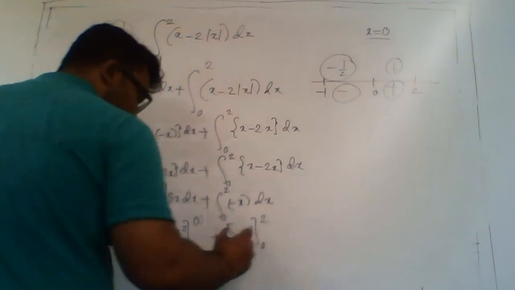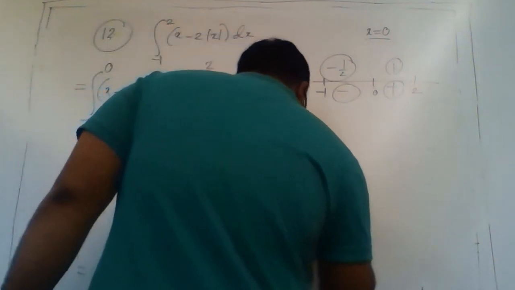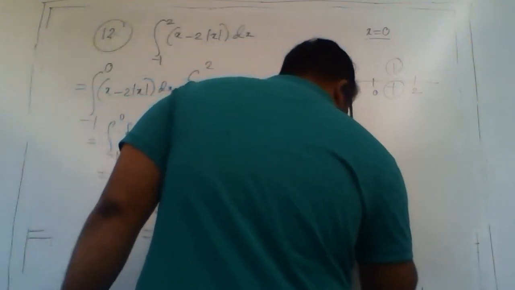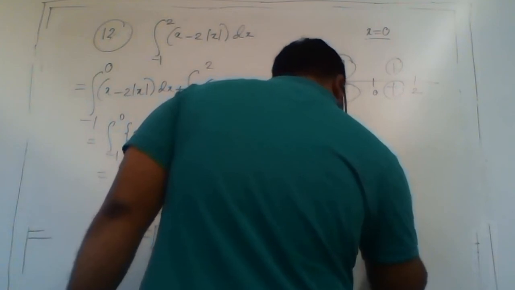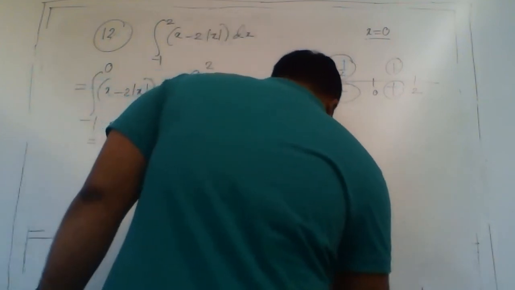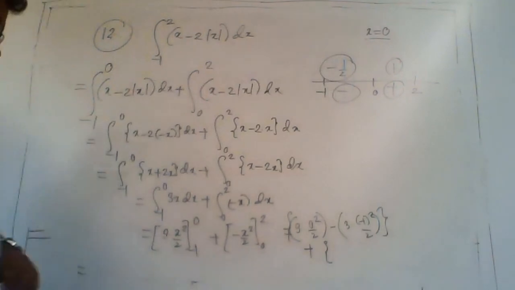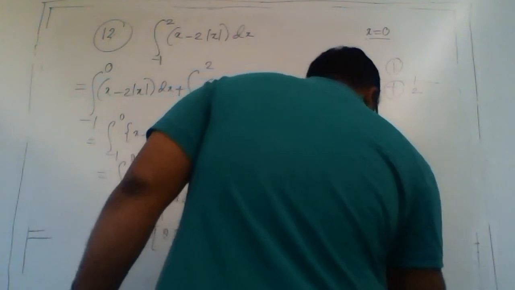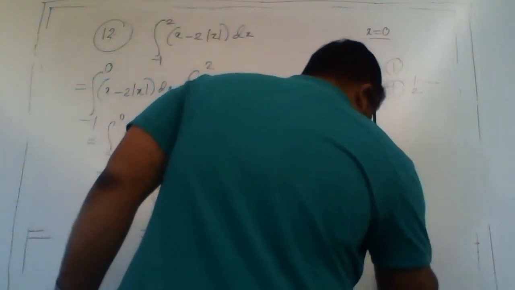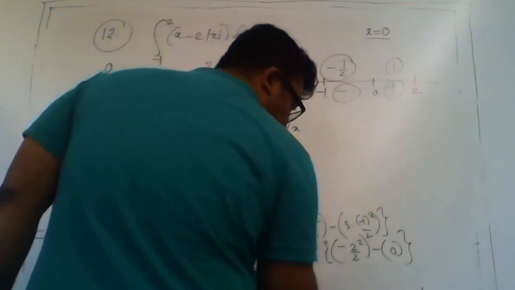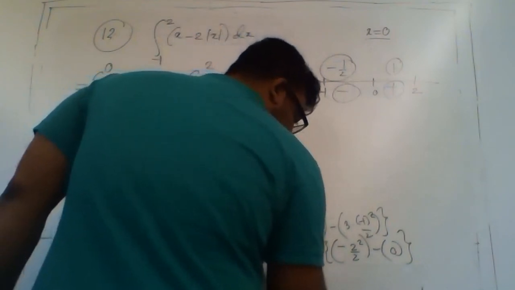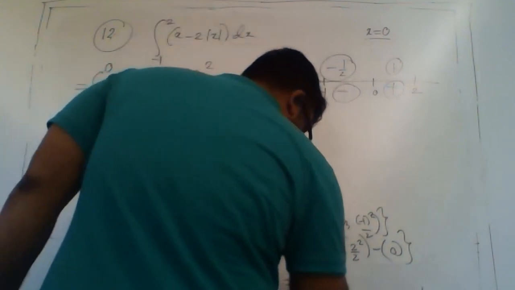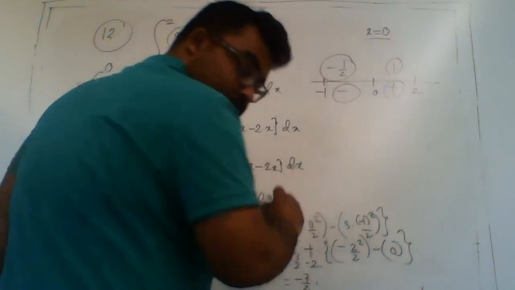So if you put 0 here, you get 3 times 0 squared by 2 minus, if you put minus 1, you get 3 times minus 1 squared by 2. In the second part, if you put 2 here, you get minus 2 squared by 2 minus, if you put 0 here, you get 0. So finally, if you simplify this, you will see that you get minus 3 over 2 minus 2. So it is minus 7 over 2.